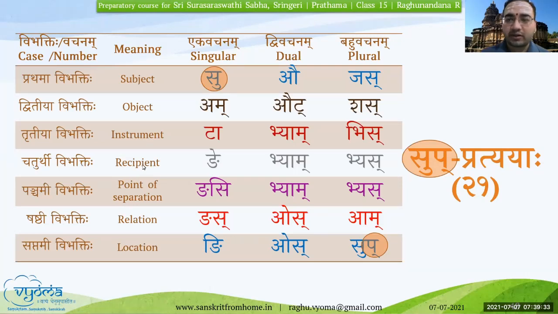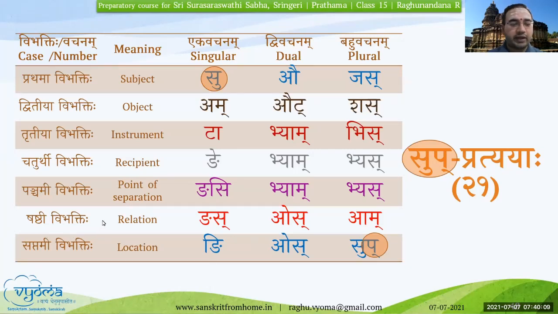Chaturthi Vibhakti is for the recipient. So Ramaha brahmanaya dadati. Rama gives something to a brahmana, the recipient. Brahmana will be in Chaturthi Vibhakti, Brahmanaya. Panchami is used to show a separation between two objects. So you have a tree, vrikshaha asti, phalam asti, phalam patati. The fruit falls from where? From the tree. Vrikshat phalam patati. Vrikshat is in Panchami Vibhakti.